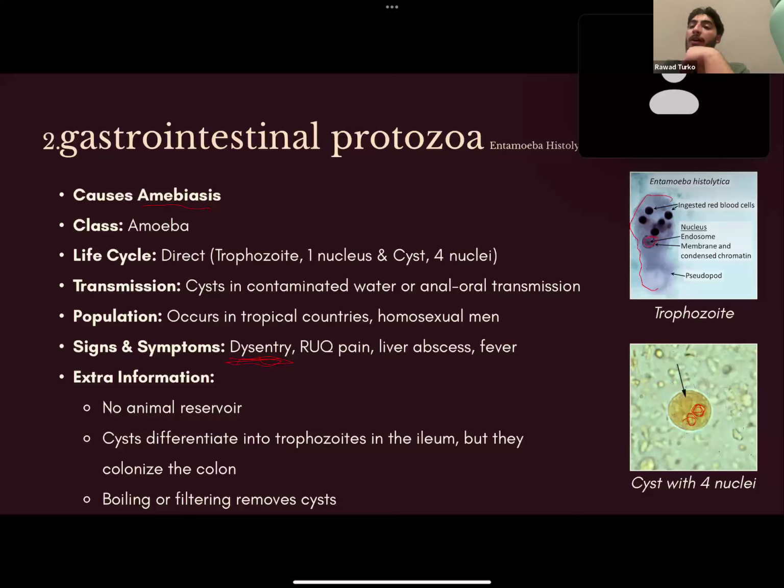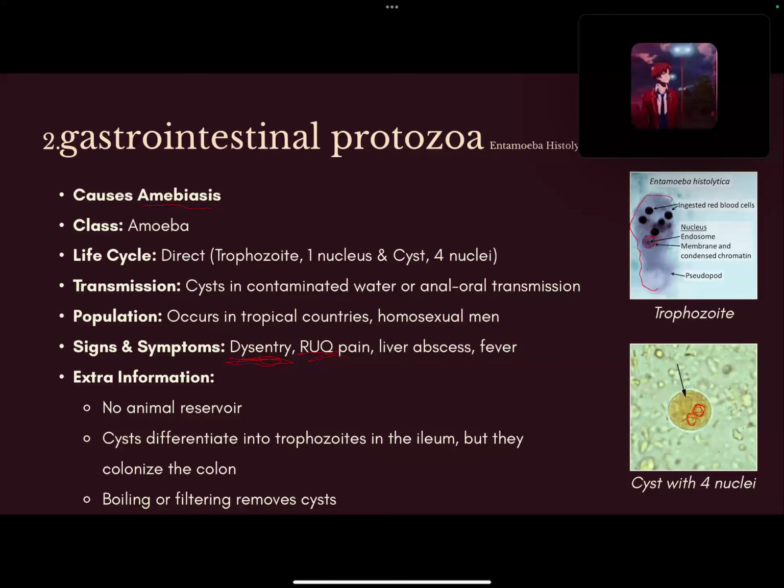Right upper quadrant pain is another sign that you find in Entamoeba histolytica. Liver abscess. This is super important. If there are two things that I want you guys to remember about the presentation of a patient with amoebiasis, it's the dysentery, which is the blood in the stool, and the liver abscess. Very important. There's a classical picture of amoebiasis. It has to do with the liver abscess.